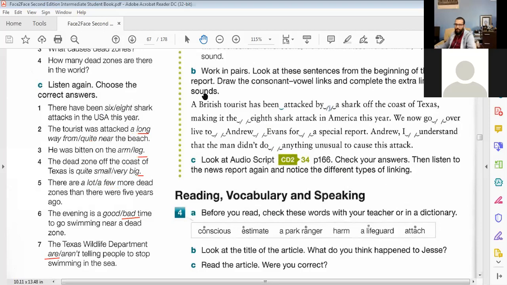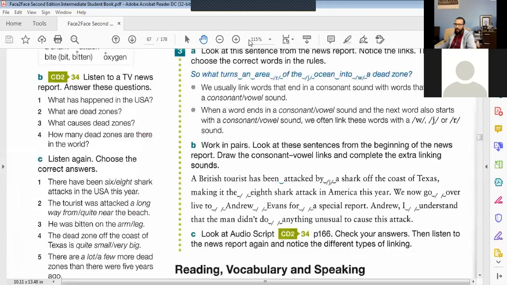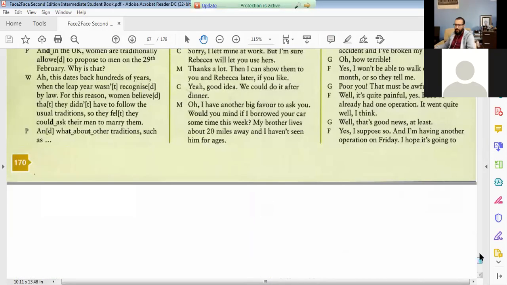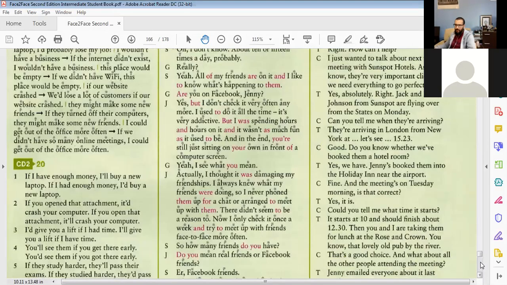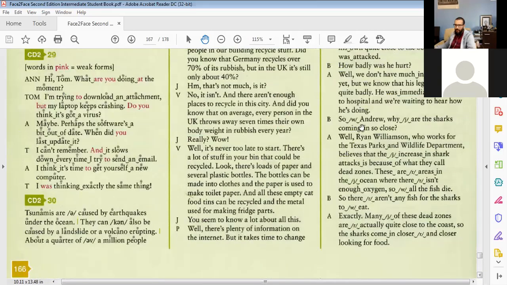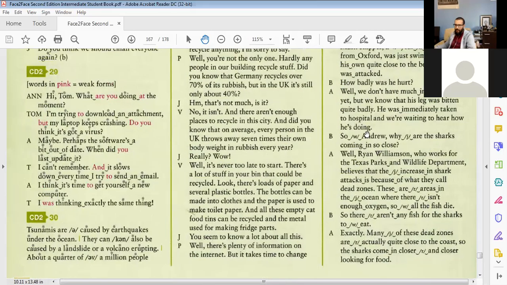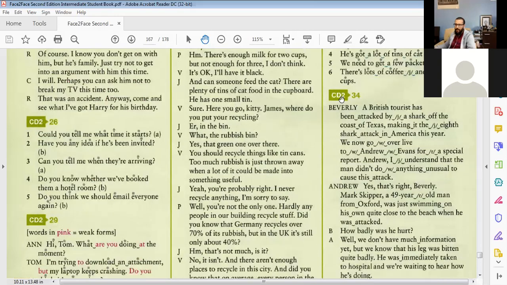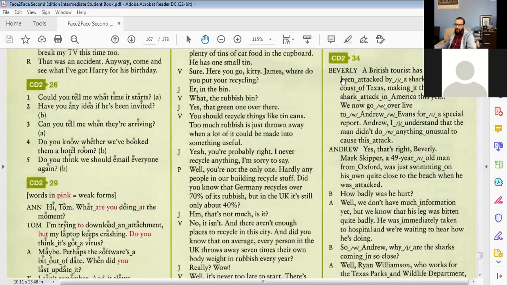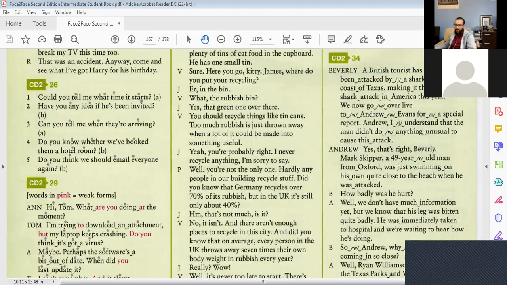Track 32. 34. CT2, track 34. Okay, this is CT2. Here it is. Can you see it on the right side here? This is where the news report starts. Okay, here we go. Let's start.